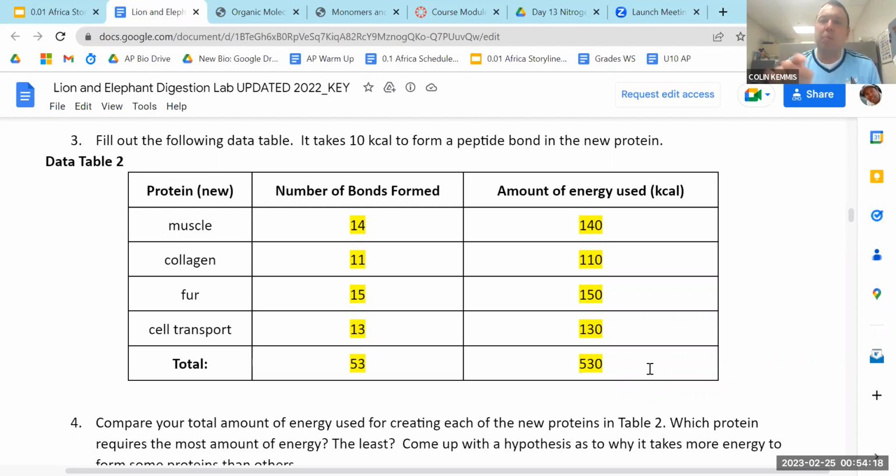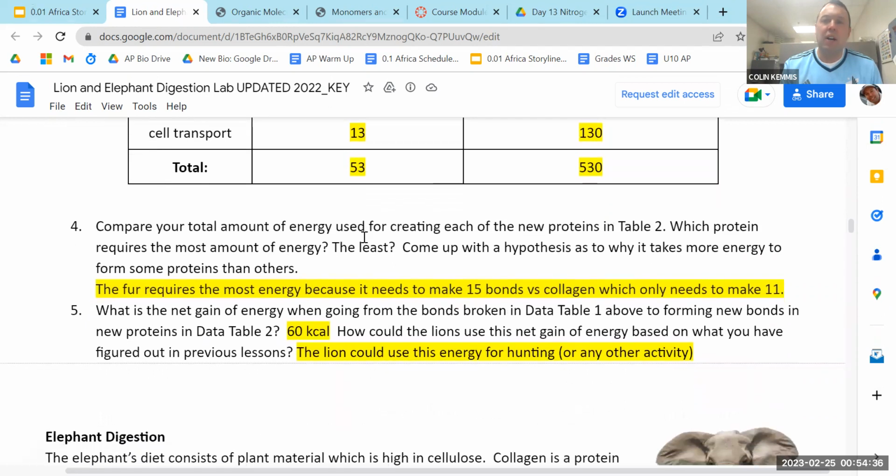The only time that your body would break down proteins for energy is if you're starving and you've exhausted all of your other resources. You'll start to see the body physically get smaller because those proteins, that structure, is broken down. Not ideal. They work through that here. 60 kcals is the net energy. A lion could use this for hunting, although they won't get very far. Sleeping might be a little bit better, or growth, but even that, you won't get very far.